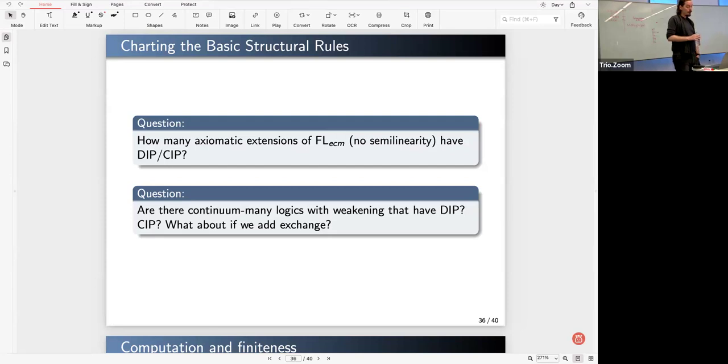Another open question is, are there continuum many logics with weakening that have the deductive interpolation property? Weakening on an algebraic level corresponds to the top element being monadic. If we add exchange, same question. We don't really have the techniques to answer this yet.